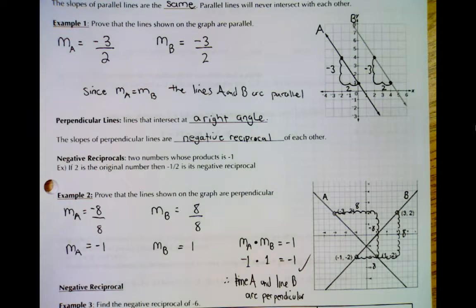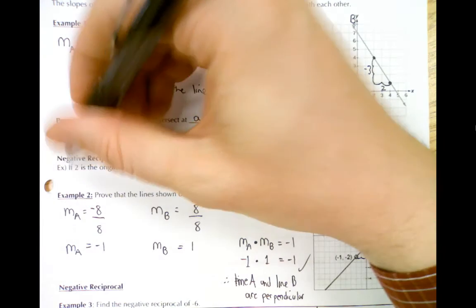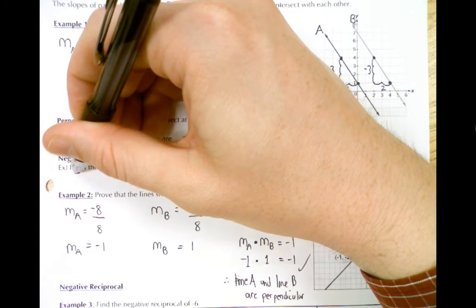So opposite means that if we flip the fraction. So this one doesn't really show it very well, but this one might show it a little bit better. If 2 was the original number, it as a fraction would be 2 over 1.